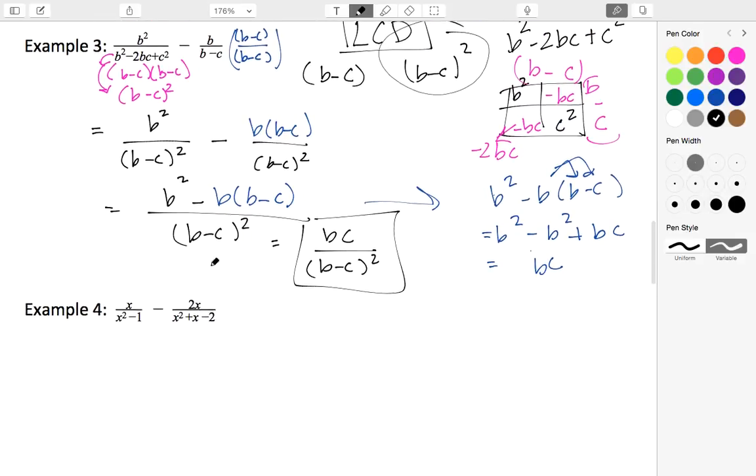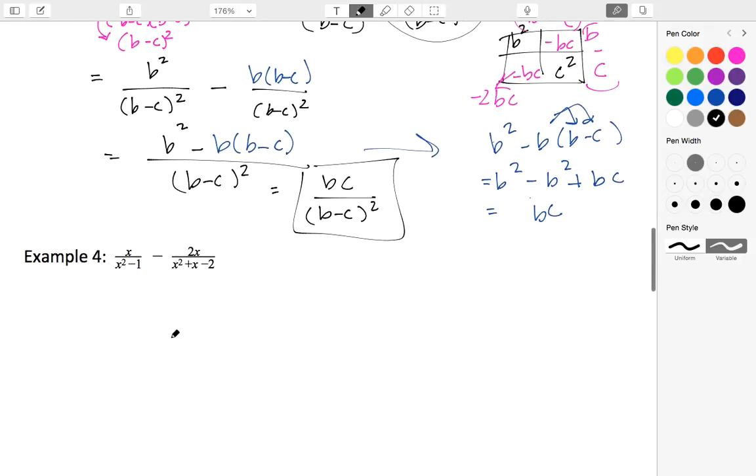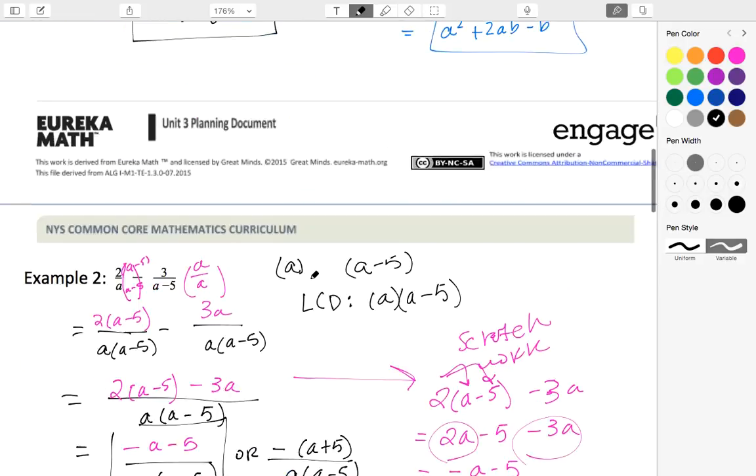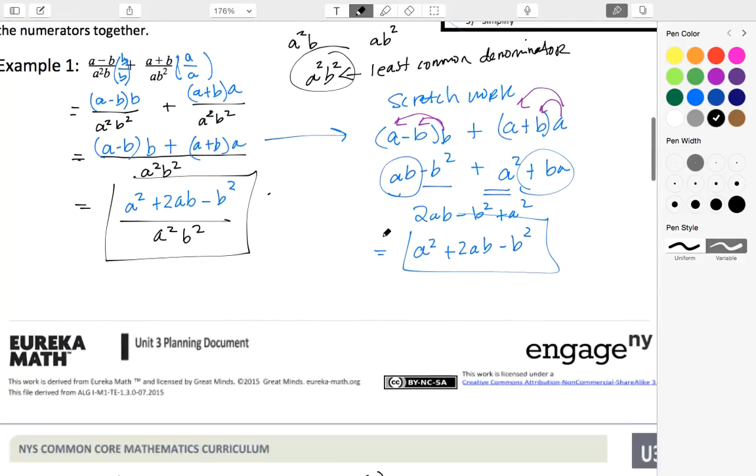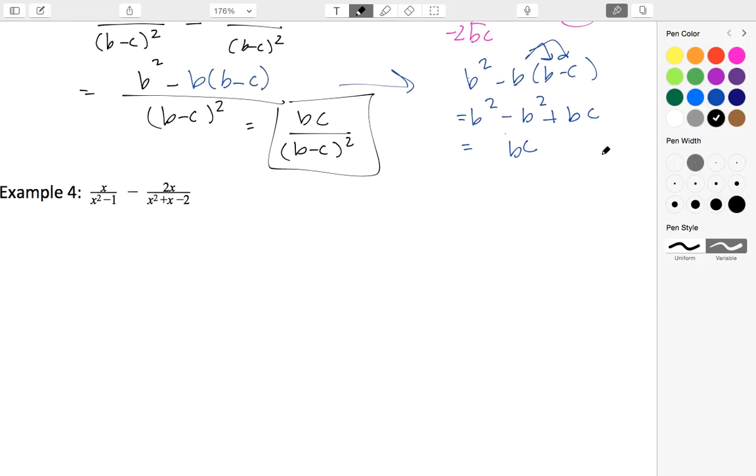So for this one, this one's very unique because we need to factor out this first. Okay, so that follows the step that I have up here. It says to completely factor both denominators. So I'm going to go ahead and factor this. This is x squared minus 1. These are a difference of squares, so I get x plus 1 and x minus 1.